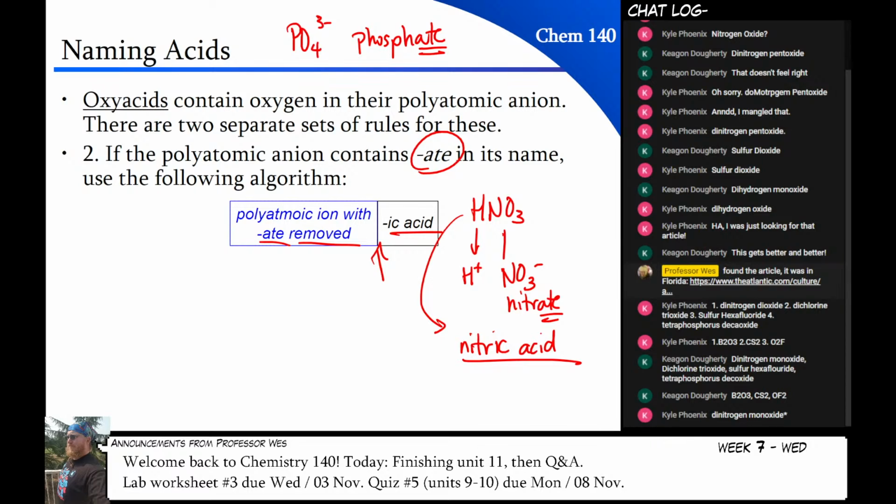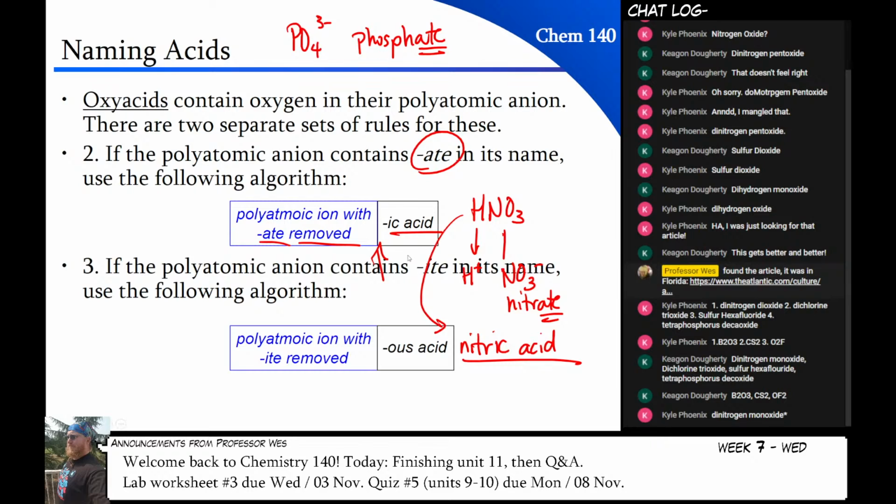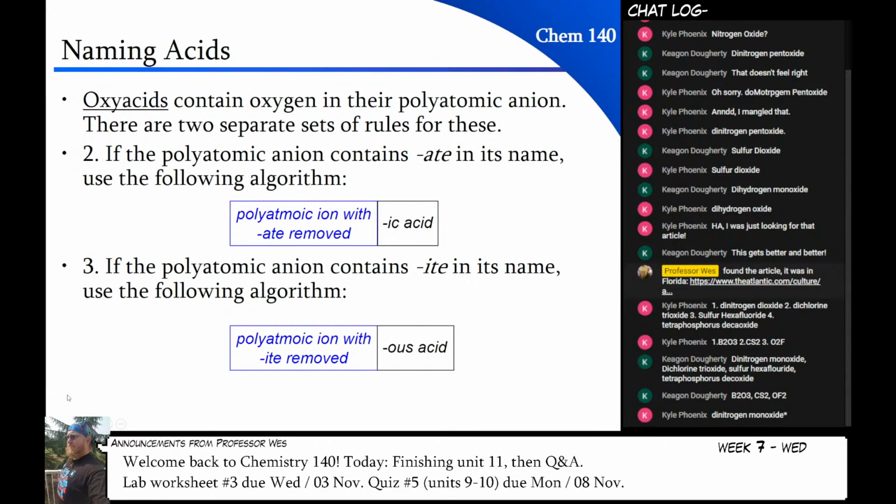Now, if your polyatomic ion ends in "ite," it's the same process, except instead of "ic acid", you put "ous acid" at the end. So you'll notice that the difference here is subtle, and it is easy to get these mixed up. So just be careful. So those are all the acid rules, and it's basically just, what's the ending? Which rule do I use?